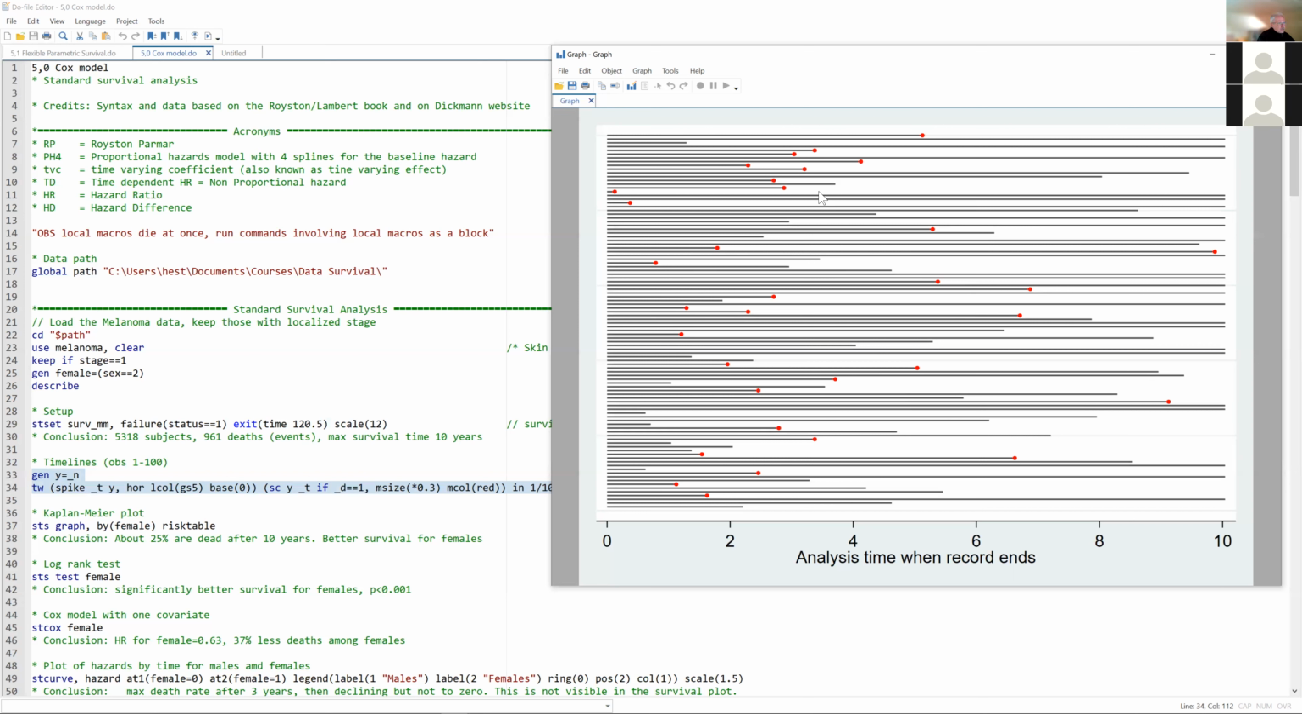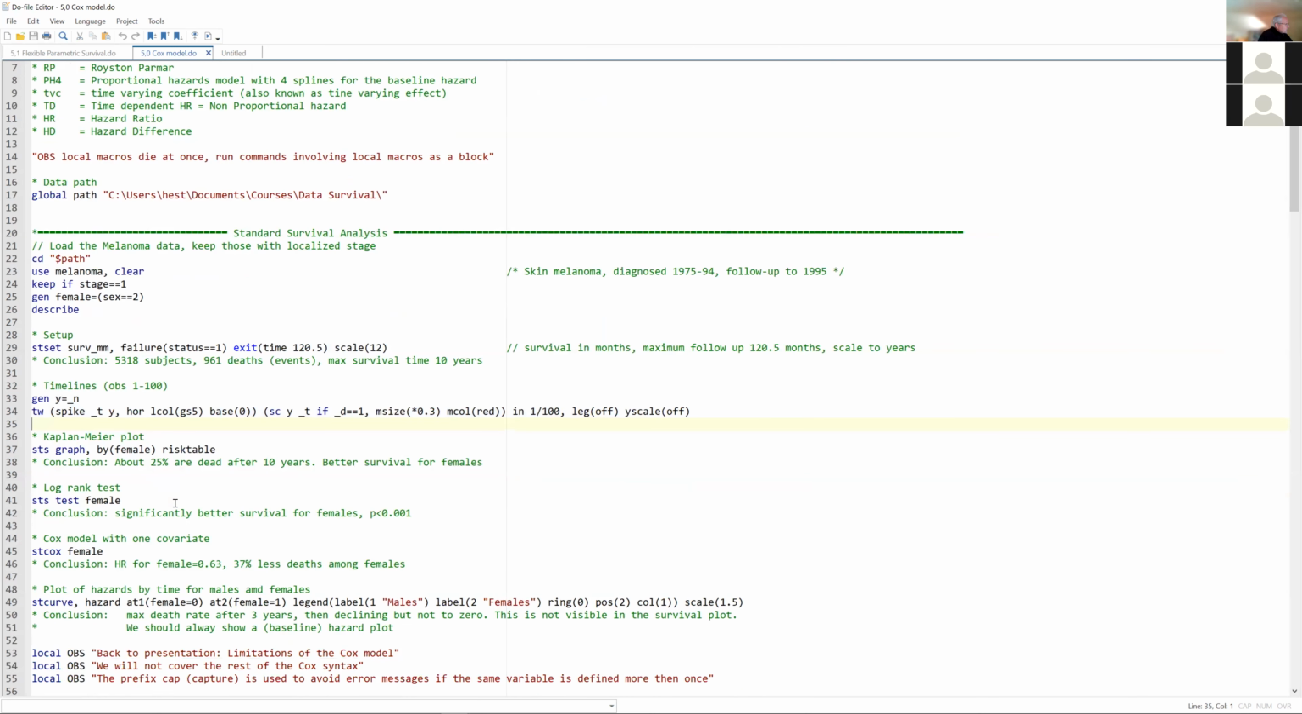Okay, so this, like I said, is a plot I like to do in the beginning, and you could also add in exposure here if you had some special, rare exposures or time-varying exposures. Now to the standard plot, sts graph, this time by female as our exposure, and we ask for a risk table.